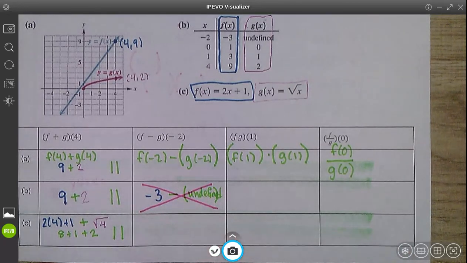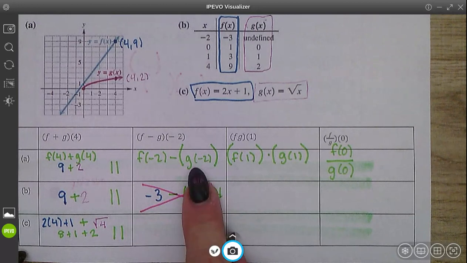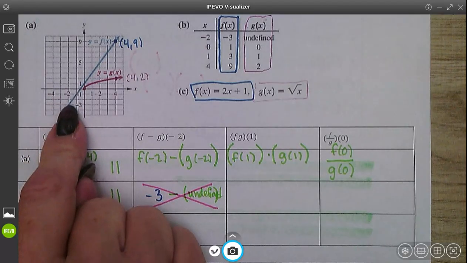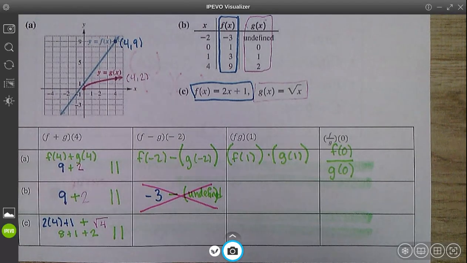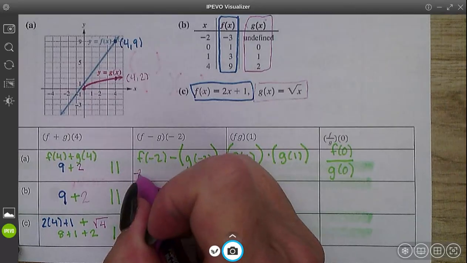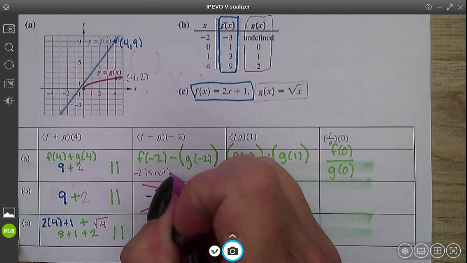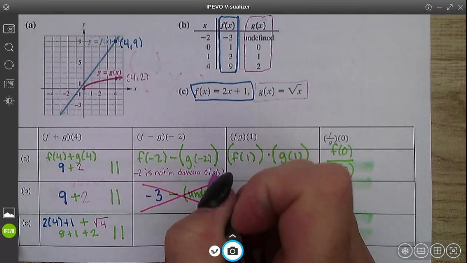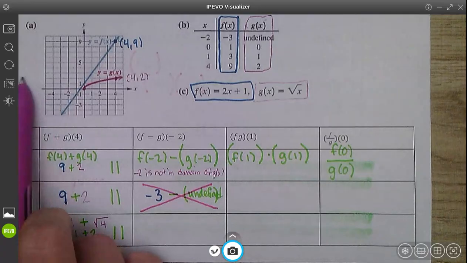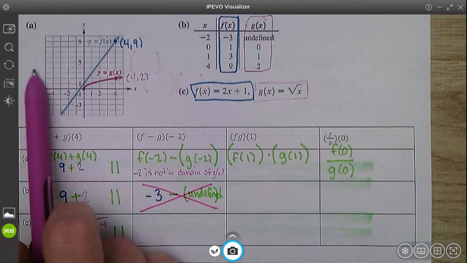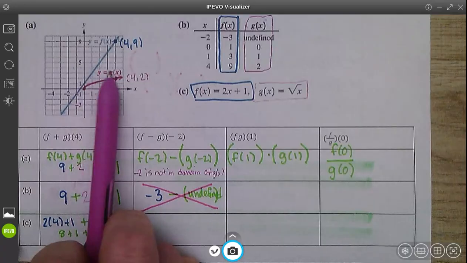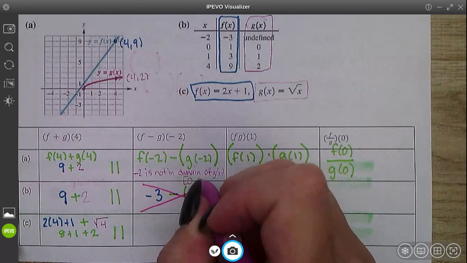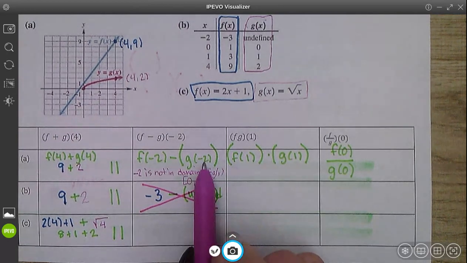Let's see what it looks like if we were to try and do this on the graph. G of negative 2, if you look on the graph, where x is negative 2, there is no function g of x. That's because negative 2 is not in the domain of g of x. What is the domain of g of x, by the way? If we scan that from left to right, g of x starts at 0 and goes to infinity. So the domain for g of x would be 0 to infinity, so I can't evaluate it at negative 2.